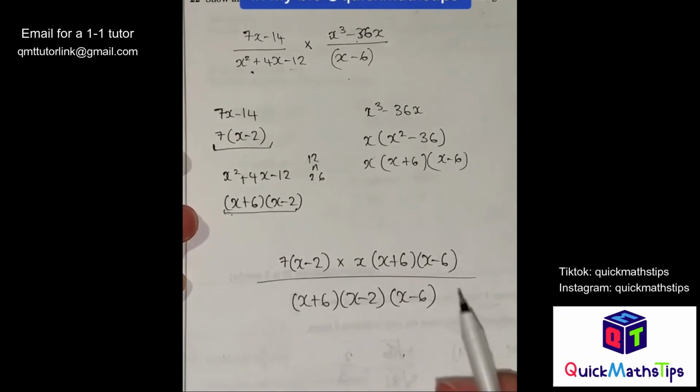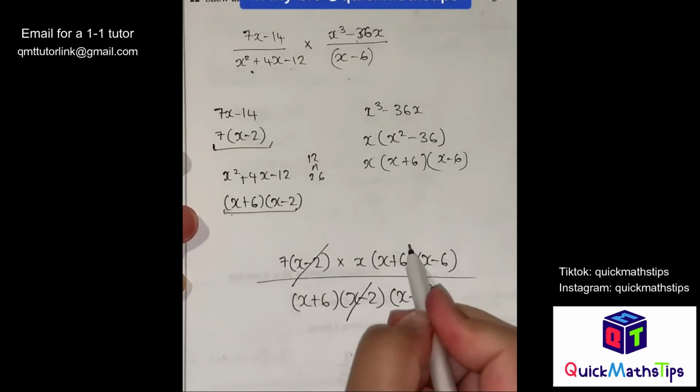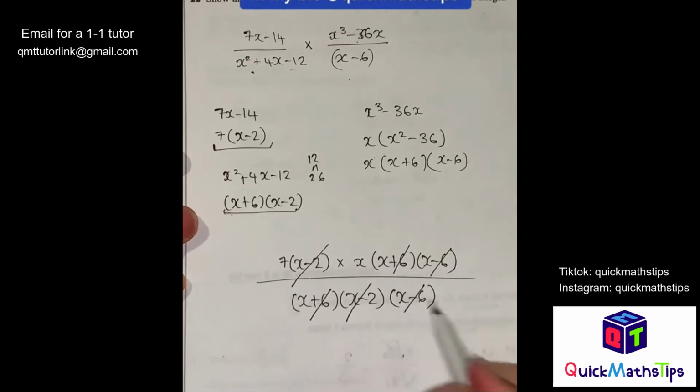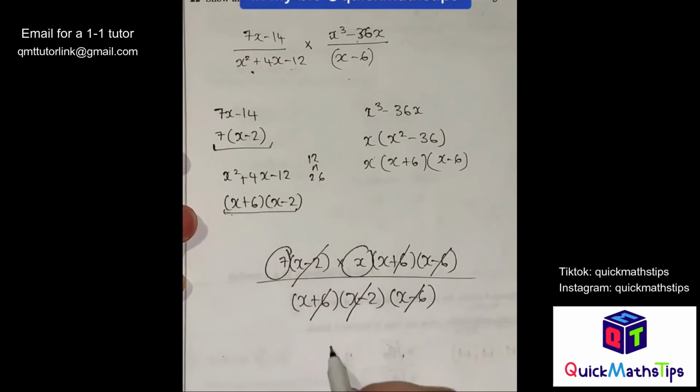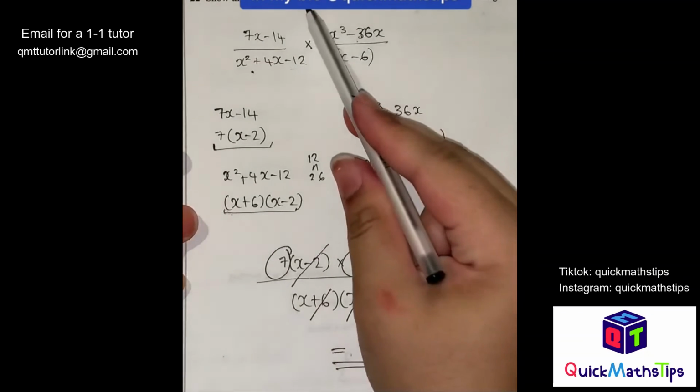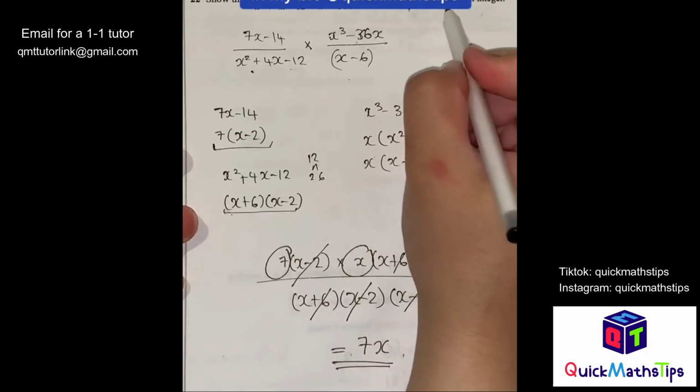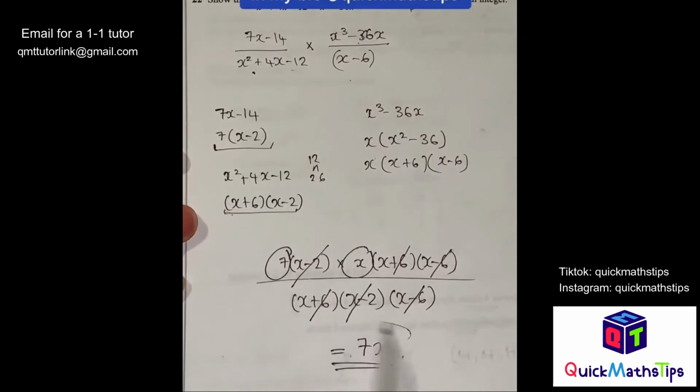Now matching brackets at the top and the bottom cancel out. X minus 2 cancels out, x plus 6 cancels out, and x minus 6 cancels out. I am left with 7 multiplied by x, which is just going to be 7x. Now in the question it said show that it simplifies to give you 8x, where 8 is an integer. So we've got our final answer, which is just going to be 7x.